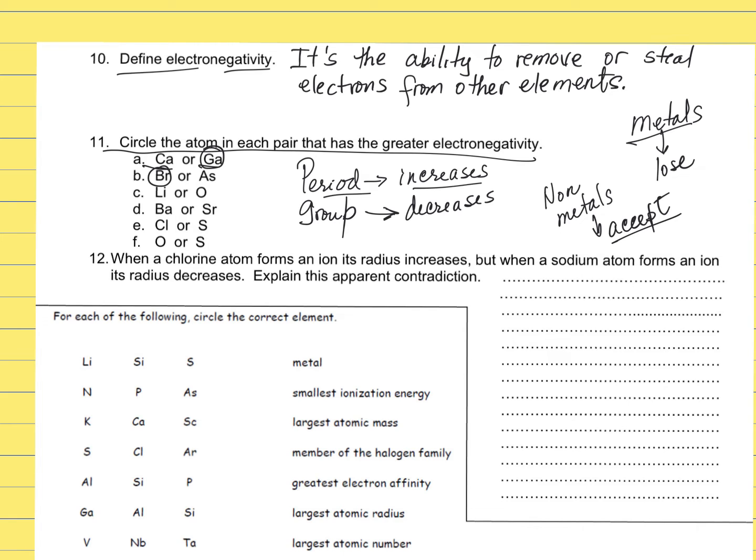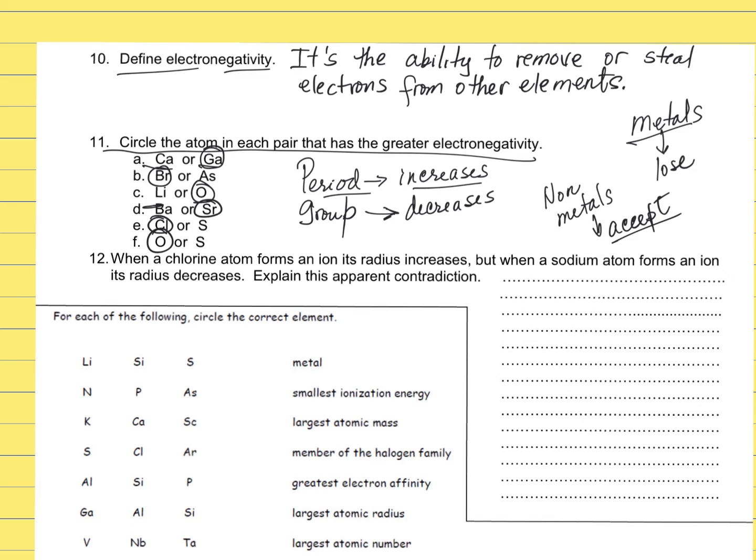Lithium and oxygen, again, same period. Listen, when you have a metal and a non-metal, the non-metal is always going to have the greatest electronegativity. Barium and strontium, you are talking about the same group. You have two metals in there, but you're going up or down. So strontium is the one with the highest electronegativity because as you go down a group, electronegativity is going to decrease. Chlorine and sulfur. Chlorine, the one with the highest electronegativity. And then you have oxygen and sulfur. You're going down a group. Okay, oxygen is the one with the highest electronegativity.